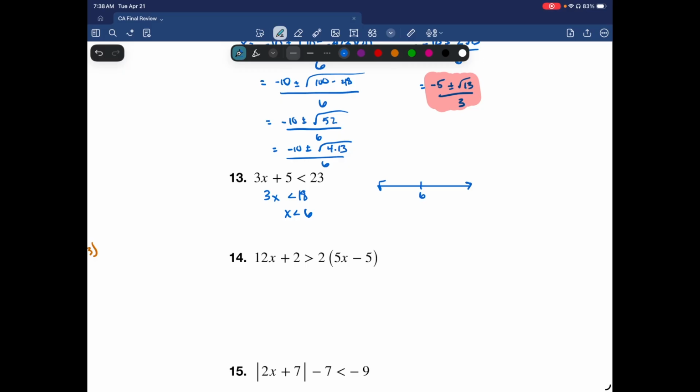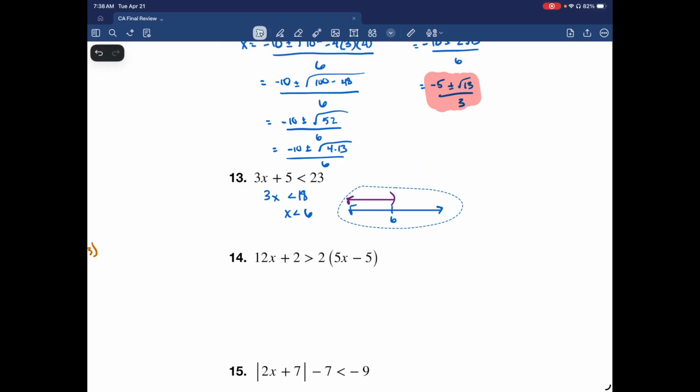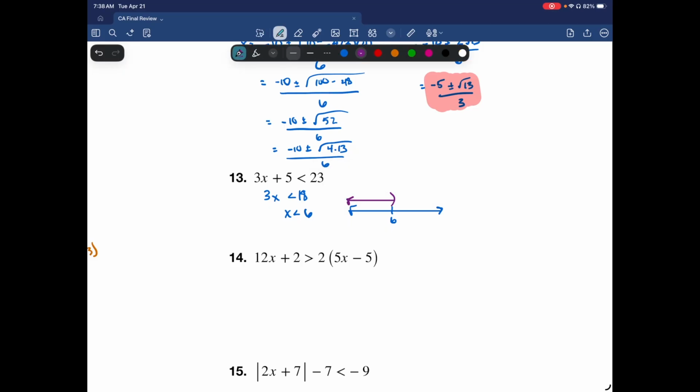draw a number line, I got 6. All right, so it's less than, so I got a parentheses, and I shade to the left. All right, so in interval notation, it's negative infinity to 6, parentheses on both. There you go.